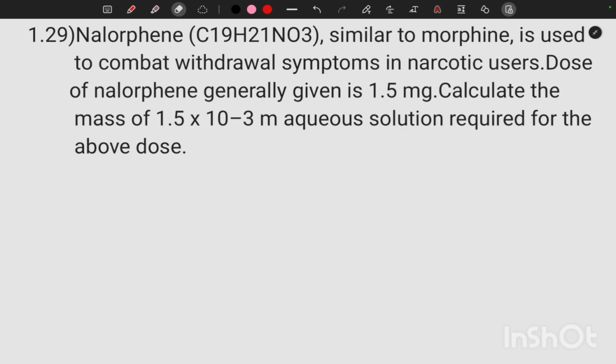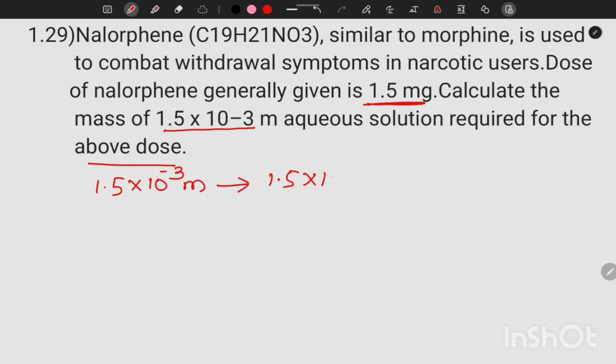Nalorphine is used to combat withdrawal symptoms in narcotic users. Dose of nalorphine is 1.5 milligram. Calculate the mass of 1.5 into 10 raised to minus 3 molar aqueous solution required for the above dose. So here 1.5 into 10 raised to minus 3 molar means 1.5 into 10 raised to minus 3 mole of nalorphine in 1000 gram solvent, that's water.